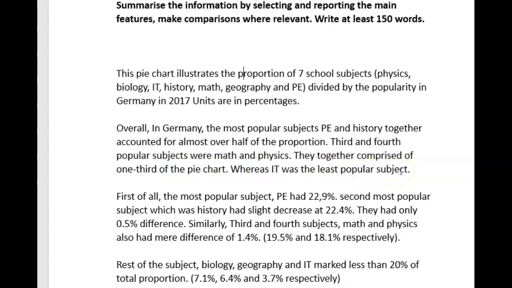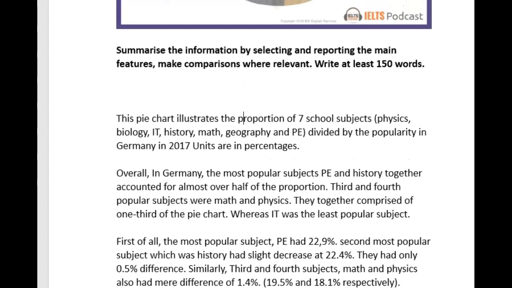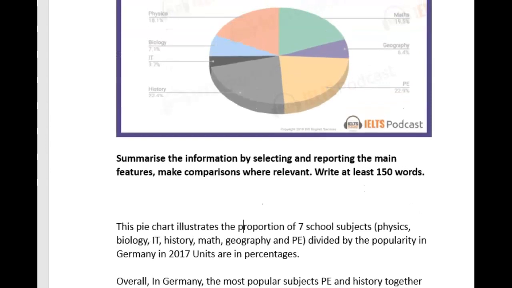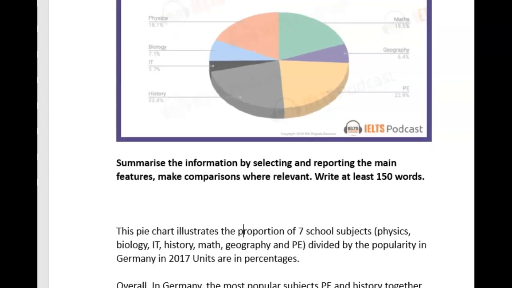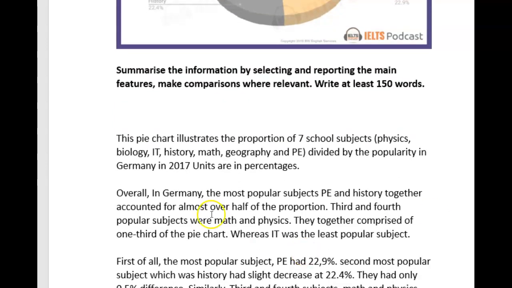All right, so we have a couple of problems here. First of all, this isn't an overview. And it's not an overview because the overview is supposed to tell us the biggest thing, and that's it. It's not supposed to have any data. Even when you talk about over half of the proportion, that's data. We don't want that.